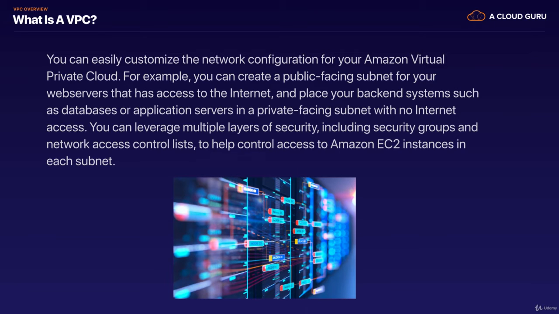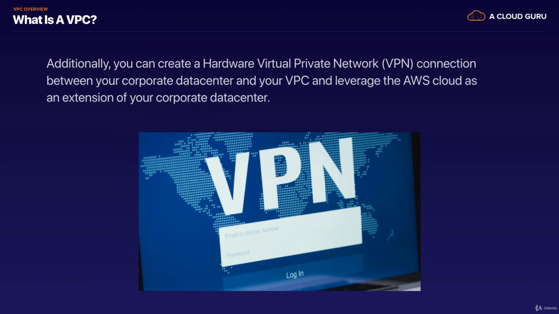You can leverage multiple layers of security, including security groups, as well as network access control lists, to help you control access to Amazon EC2 instances in each subnet. Additionally, you can create a hardware virtual private network or VPN connection between your corporate data center and your VPC, and leverage the AWS cloud as an extension of your corporate data center. So why don't we go ahead and have a look at what a VPC looks like.